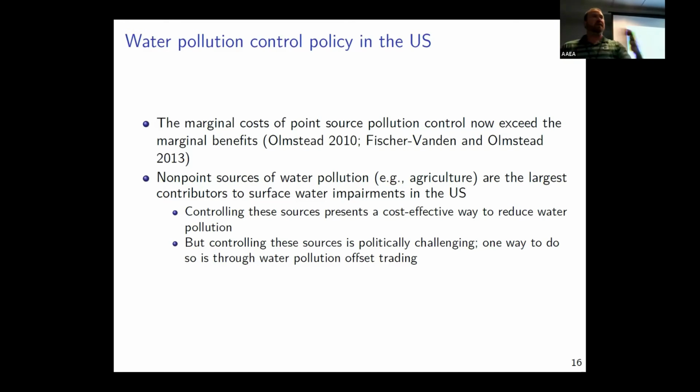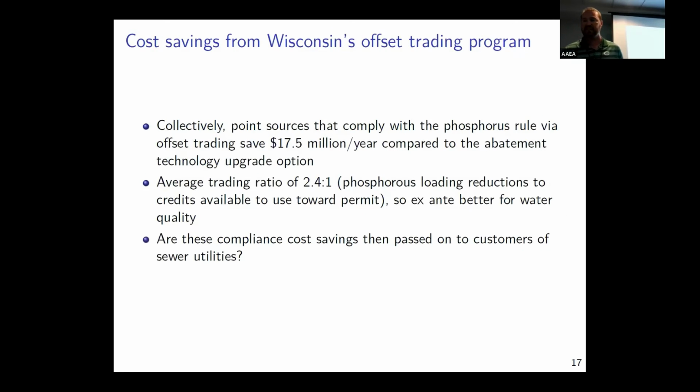We're basically transferring the ability to stop pollution in Wisconsin's waters from the point sources, where the marginal benefits are very, very low at this point. Kaiser and Shapiro have done a great job showing that point source regulation was fantastic for the first 20 years, and now it's pretty much run its course. We really need to go to the non-point sources. So here we're saying overall $17.5 million per year is saved when those facilities choose to engage in offset trading versus just installing that technology.